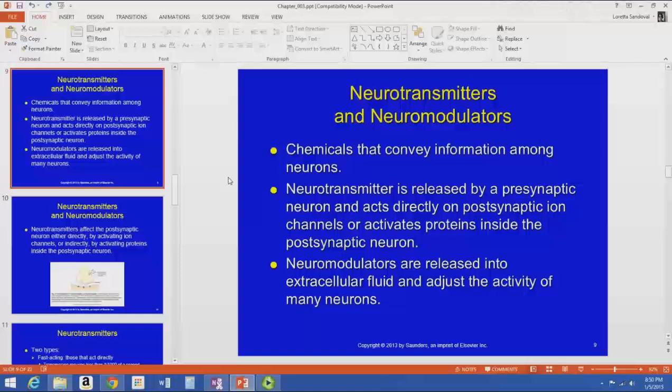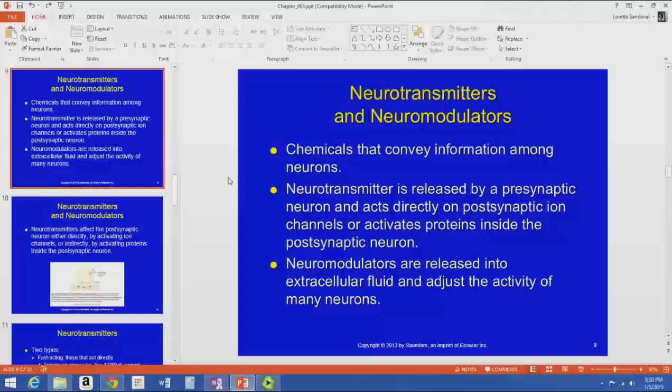Okay, the last thing we are going to talk about in Chapter 3, besides just a couple of pathologies, are neurotransmitters and neuromodulators. So, neurotransmitters and neuromodulators are the chemicals that convey information among neurons and at synapses where neurons synapse with other cells. So, a neurotransmitter is released by the presynaptic neuron and it acts directly on the postsynaptic membrane, either by opening ion channels or by activating proteins inside the postsynaptic cell.